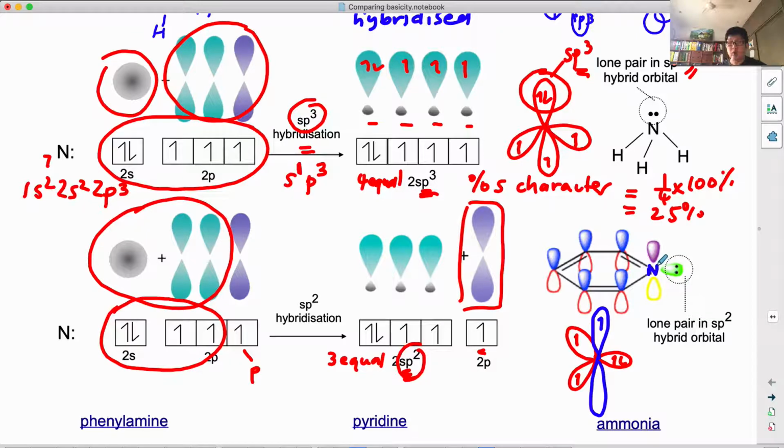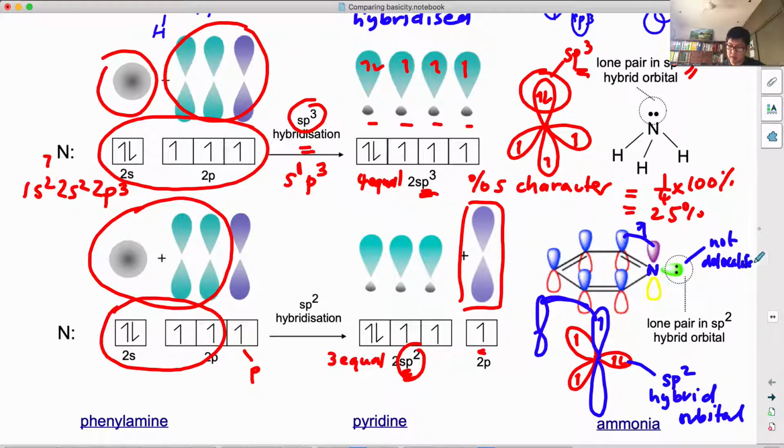If you notice, I just drew this lone pair in an sp2 hybrid orbital, and it's perpendicular. So where's the pi bond? The pi bond is this one here, formed with another p orbital. Can you see that? So I want you to know that this one is actually not delocalized. But what's more important now, you're going to learn this. I'm going to ask you how many percent s character is in this one.